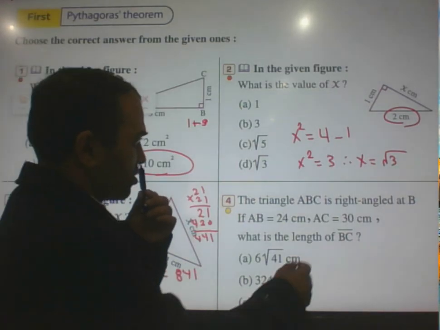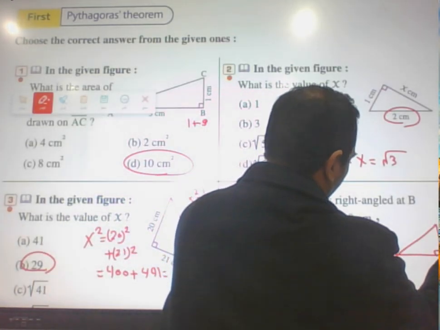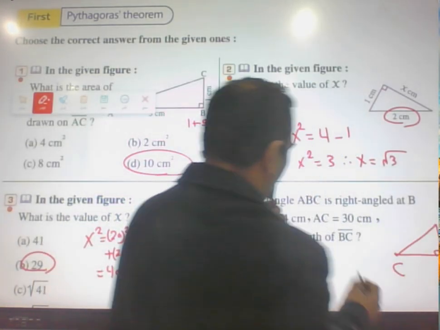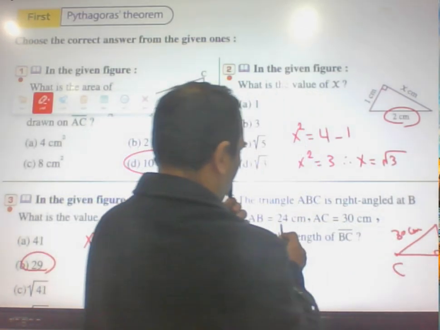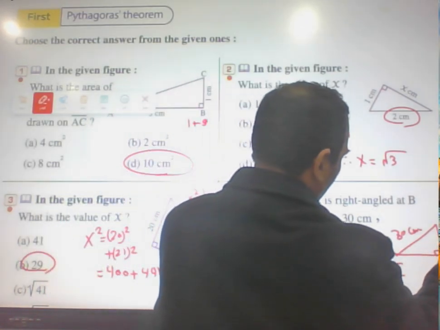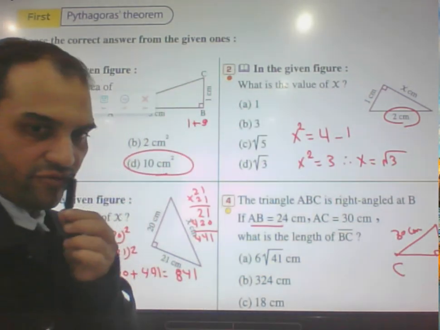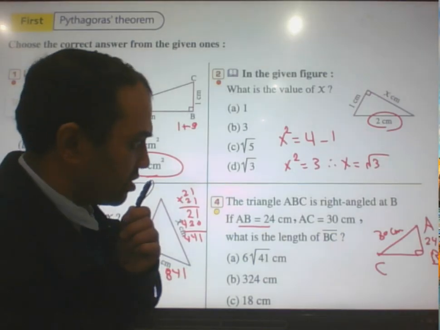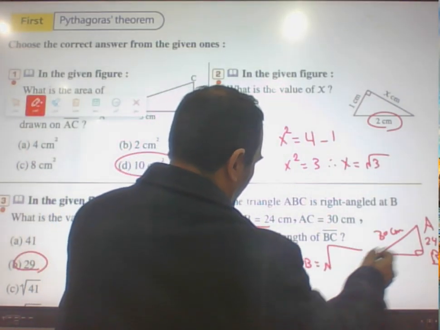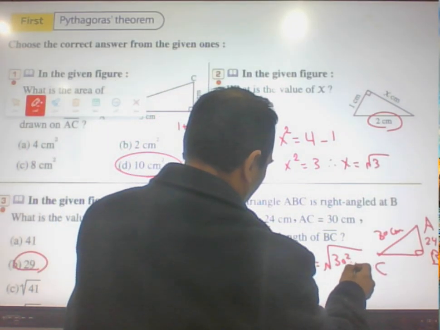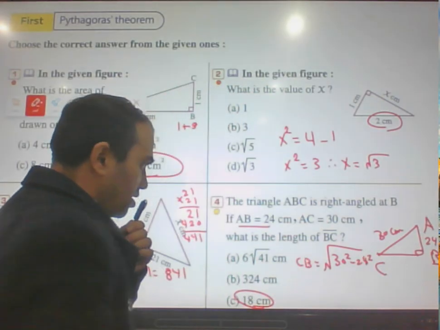Next question, we have a triangle, right angle triangle at P, like this. He gives me EC equals 30 centimeter and AB 24 centimeter. We want to find CP. We can find CP from the Pythagorean theorem. The length of CP equal square root of 30 power 2 subtract by 24 power 2, and then you can find the answer. The result will be 18.